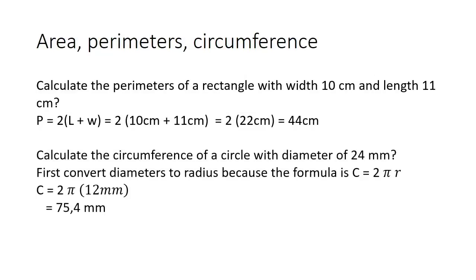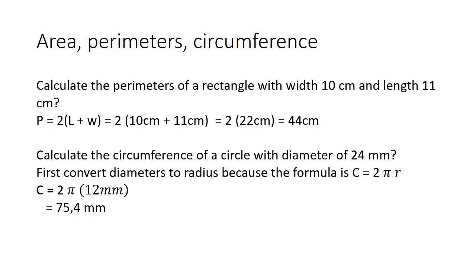Now, areas or perimeters, very straightforward. Say, for example, they say calculate the perimeter of a rectangle with the width 10 centimeter and the length 11 centimeter. Your formula is P is equal to 2, and you open your brackets, length plus width. So you replace the values: your width is 10 centimeter and your length is 11. So you add the two together, and then you have 22 centimeter times 2, and that gives you 44 centimeters.